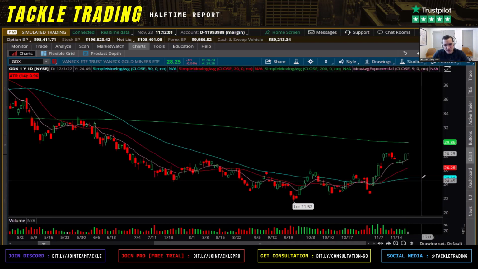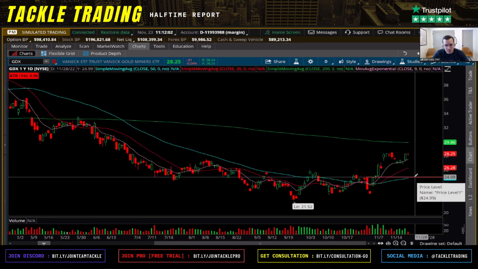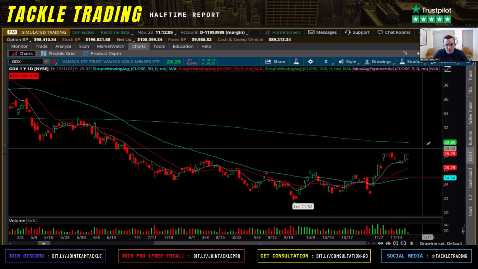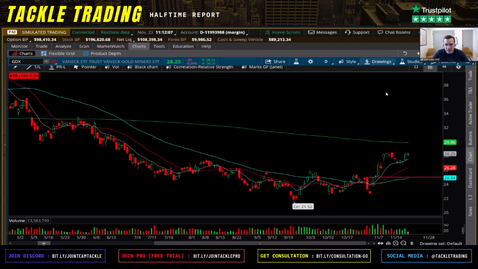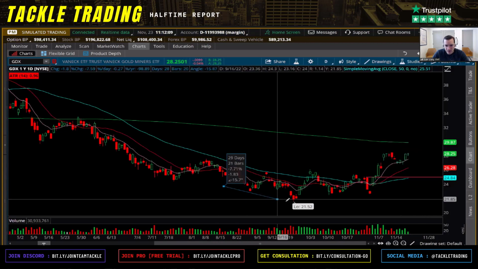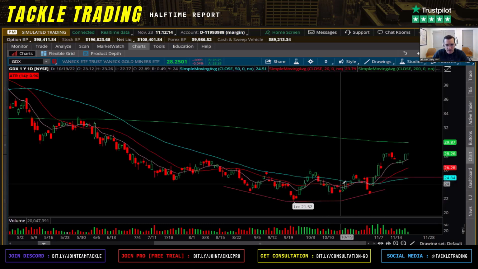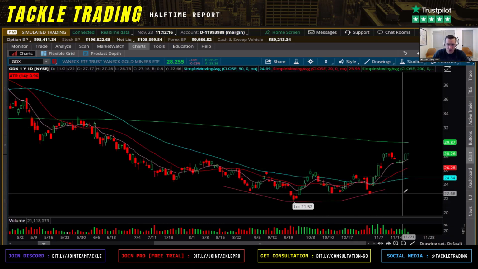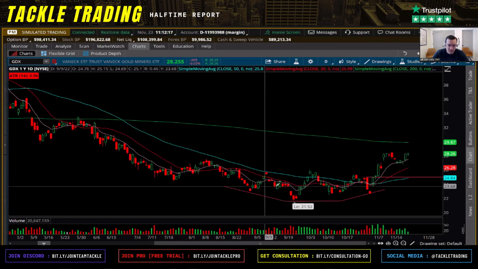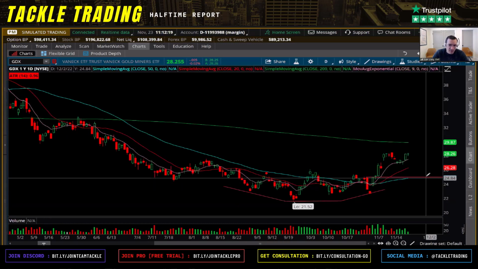I also think that 25 is a decent entry point. If you have a longer term bullish bias and you believe that this bottoming pattern is going to be maybe predictive of higher prices, or that you have stability in this area and you're not going to go much lower, then that makes 25 a decent entry point.